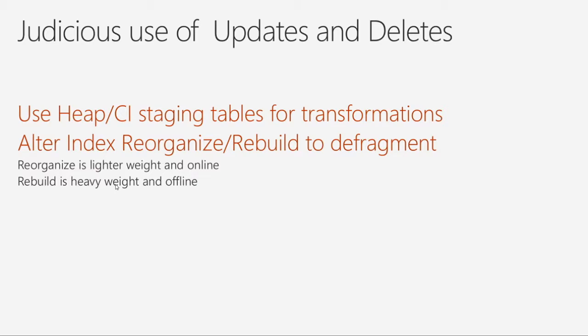But if you do need to do transformations on your column store, please build in alter index reorganize or rebuild into your ETL jobs on a regular basis. Rebuild will basically flush all rows from Delta stores, clean out bitmaps. It is heavyweight, it is offline. Reorganize is lighter weight, and it is an online operation, but it will not flush out your Delta stores completely. So there are limitations. Ideally, you should not be required to do either of these if you follow the guidelines.